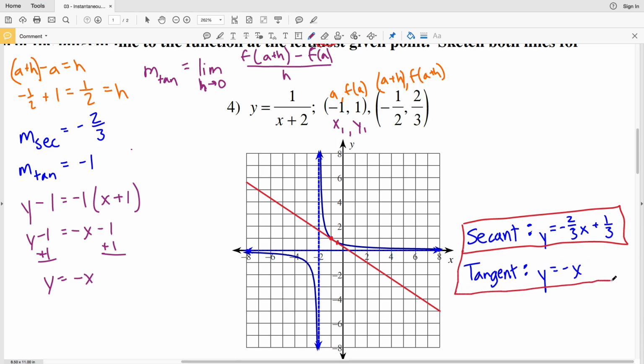And this is going to be fairly easy to graph because my y-intercept, b, for this equation is 0. So it's going to intersect the point 0, 0. So when drawing my tangent line, I'm going to go through 0, 0 and intersect the point a, f of a. And that's my solution in number 4.